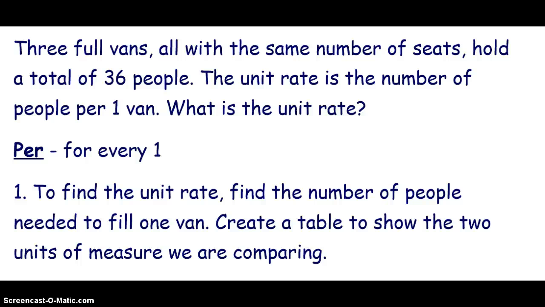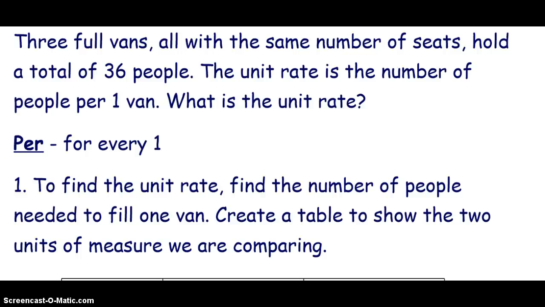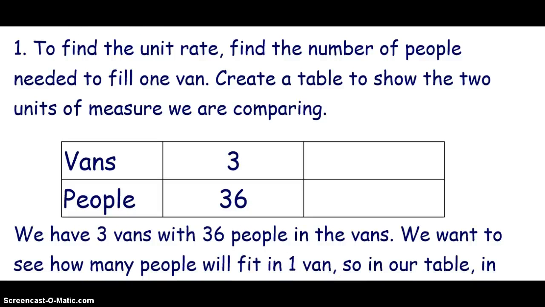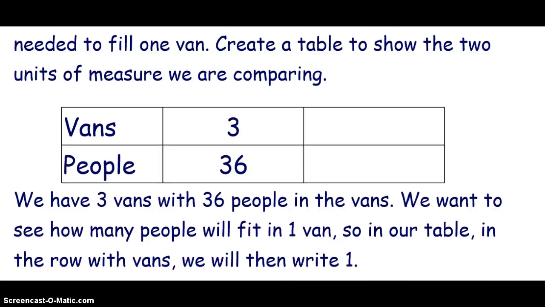In order to do this, we're going to create a table to show the 2 units of measure that we are comparing. And we are comparing the number of vans with a certain number of people. So we're going to create a table, and in the top I put vans, and underneath it I put people. In the problem, it told us that there were 3 vans, so in the same row with vans, we're writing the number 3. And then under people, it told us there were 36 people, so we're going to put that in the section with the people.